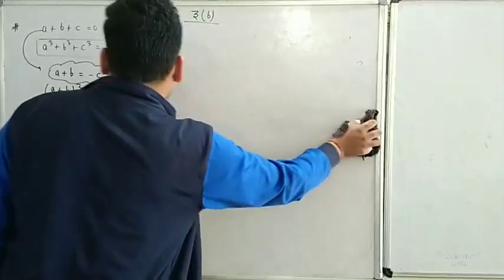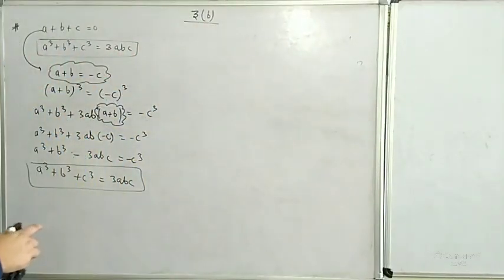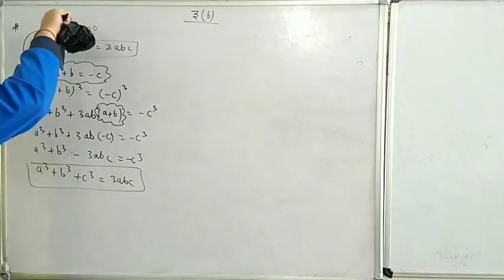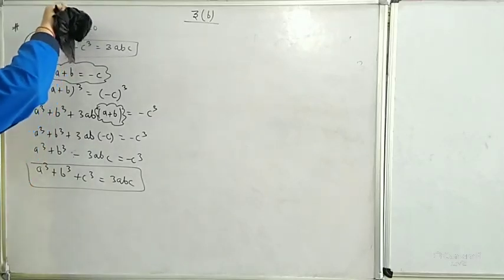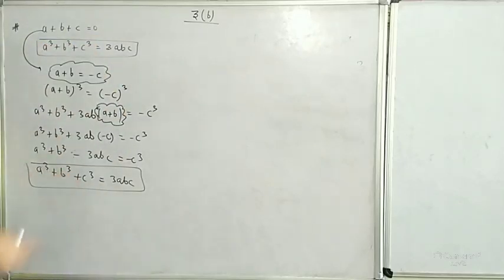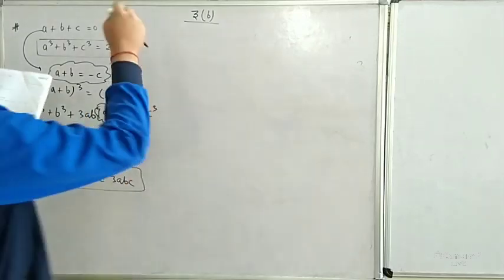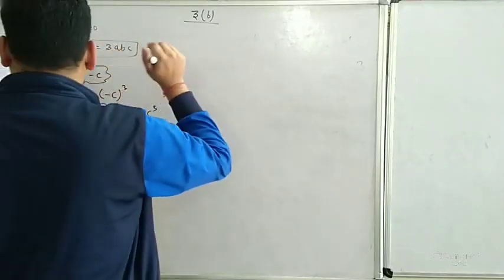Means we can directly write it if the values of a, b, c or any number are given. At that time we need this formula. Okay sir, this is the question you have. Now question number 1 is completed, 2 is also completed.